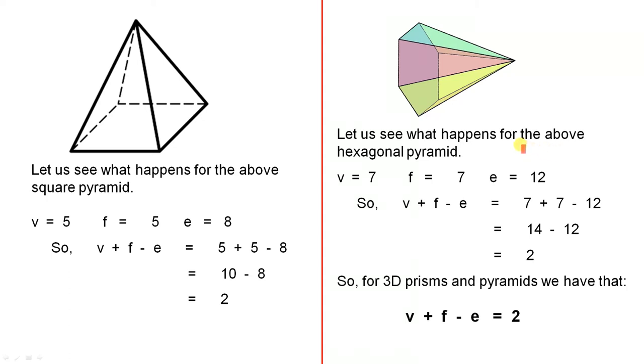So for the hexagonal pyramid, V equals 7, F equals 7, and E equals 12. So V plus F minus E is 7 plus 7 minus 12. 14 minus 12 is 2. So, for 3D prisms and pyramids, we have that V plus F minus E equals 2. And you can experiment on other prisms and pyramids to see that that is actually true.